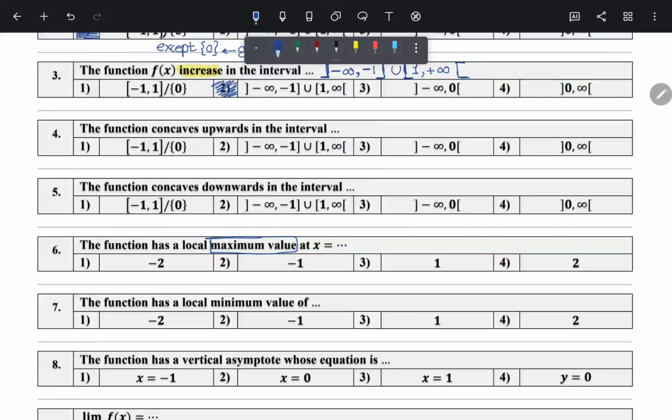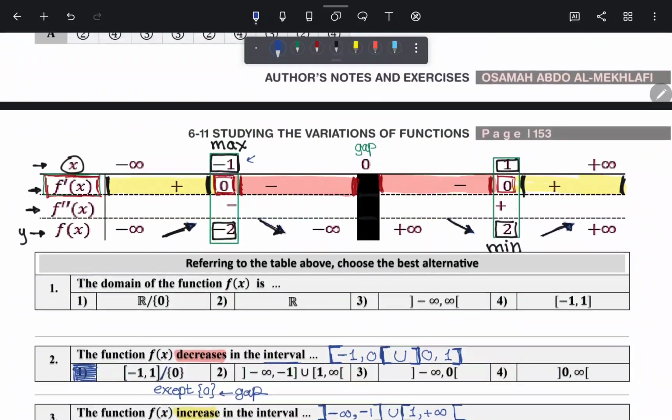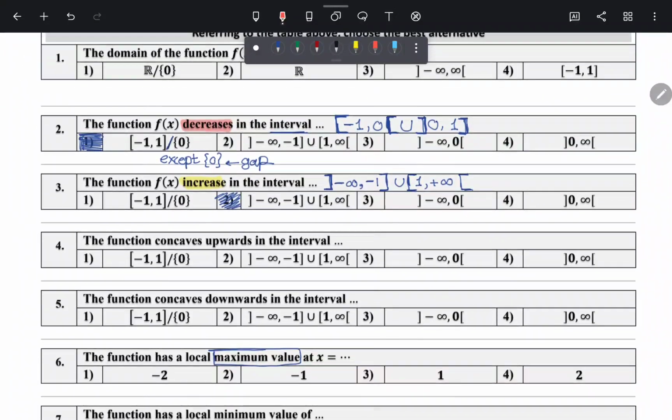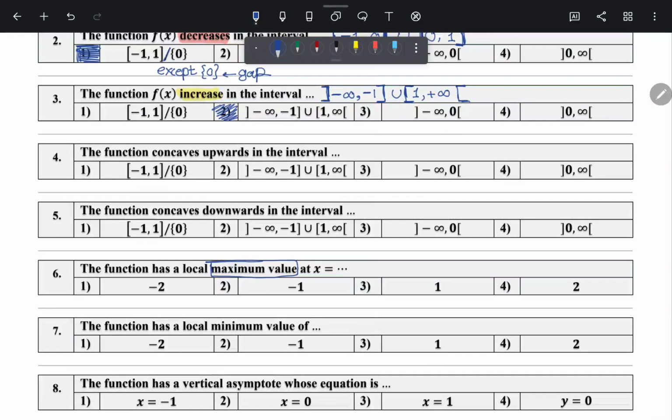Okay, where is the maximum value? Let's come back to the table. We said that this one here is a maximum, right? Yes, this one is the maximum. Okay, what is the x of the maximum and what is the y? x is negative 1 and y is negative 2. So what is he asking about? He's asking about x. So how much is the value of x? It is negative 1. Okay.